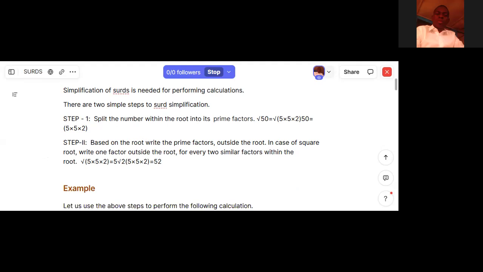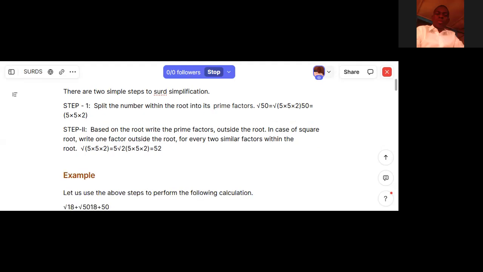You simplify further. Root 50 into prime factors, you have root 5 times 5 times 2. So we take root 25 times 2, that gives us 5 root 2. So 5 root 2 is the final answer to simplify root 50.